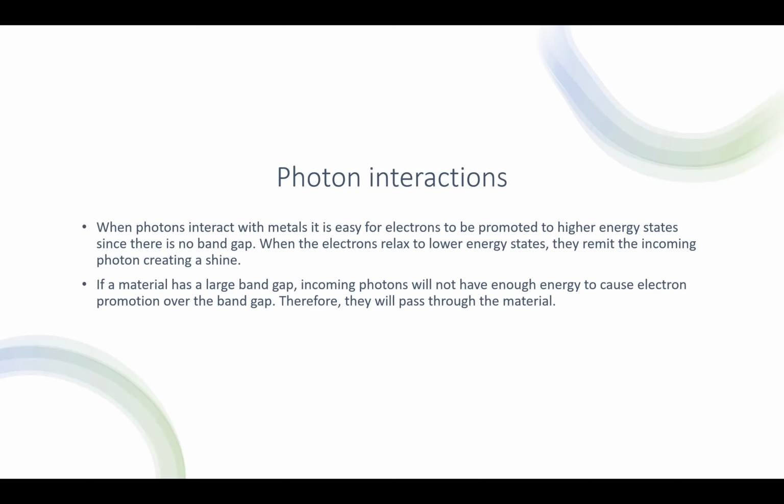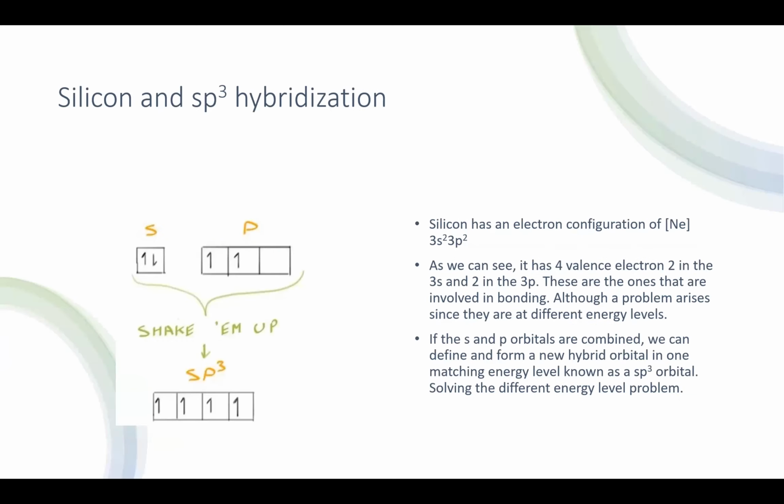That's sort of what happens with some of these. If you think of a diamond, let's say, which has a really big band gap, light can just pass through. And now we're talking about hybridization.